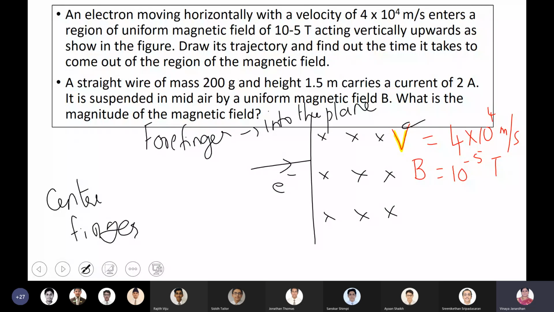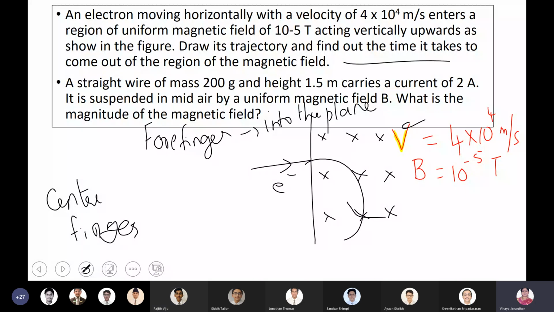Then in which direction is your thumb pointing? Is the thumb pointing down? Your center finger should be pointing towards your left because current flows in a direction opposite to that of your electron. So your thumb will be pointing downwards. A trajectory is completed.